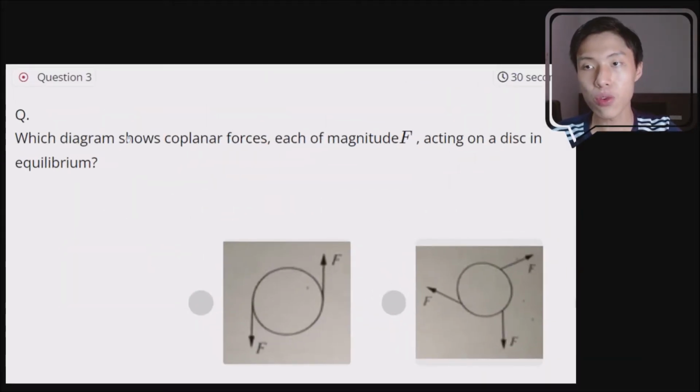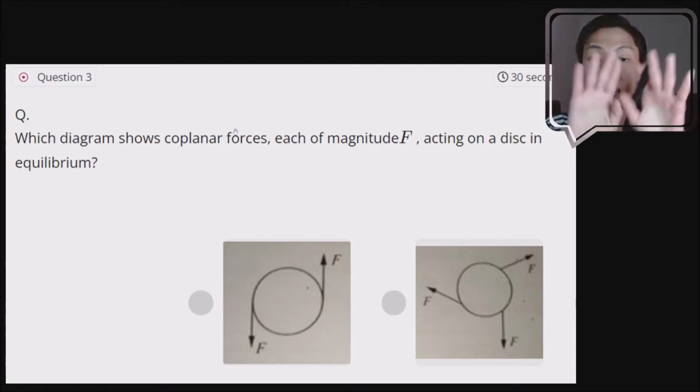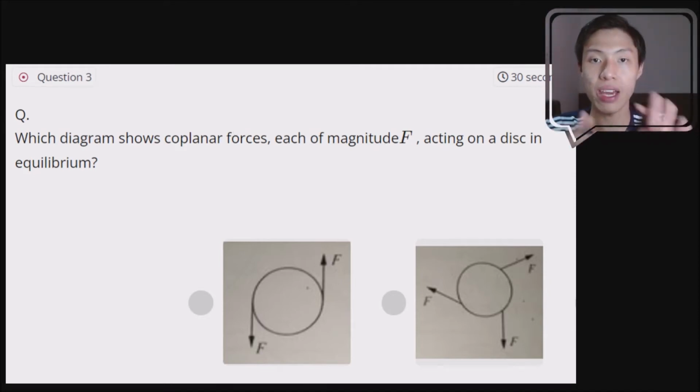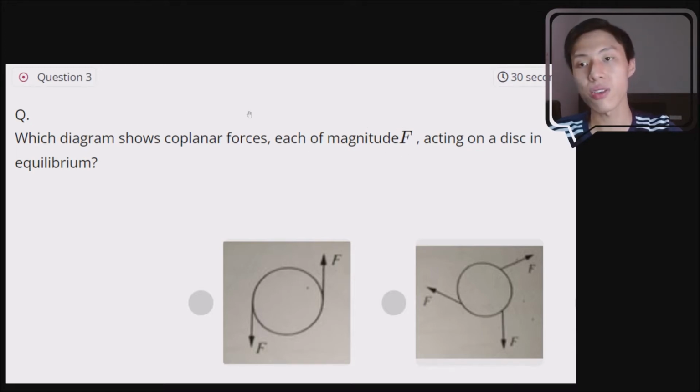Which diagram, question 3, which diagram shows coplanar forces, meaning forces that are exerted on the same plane. It's like everything is 2D, happening on the same plane. Each of the forces has magnitude of F acting on the disc. Now they ask which diagram here shows the forces acting on it in equilibrium.